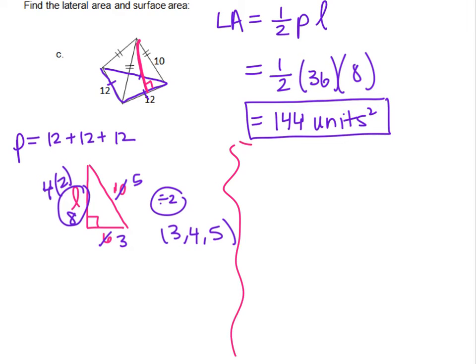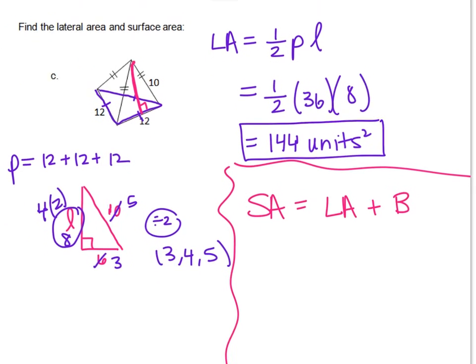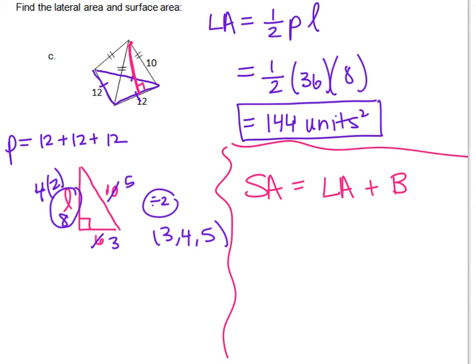Next, we need the surface area. Surface area is your lateral area plus the area of the base. Remember, if they had asked us only to find the surface area, we would be doing all of this work right here for that lateral area. So either way, you've got to know the lateral area to get a surface area. So our lateral area is 144. We just did all the work for that. Plus, now we need the area of our base.